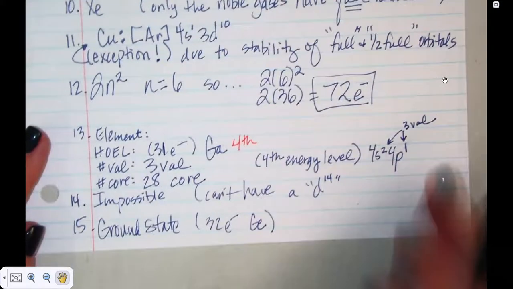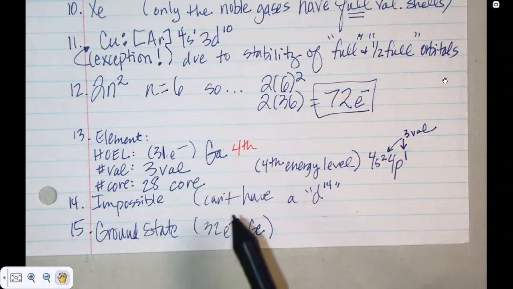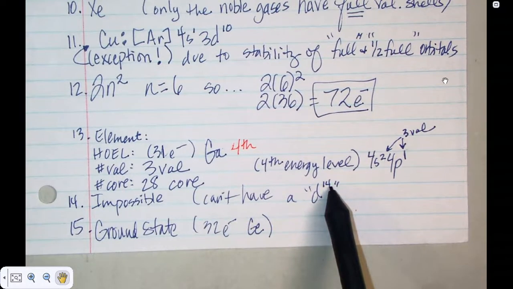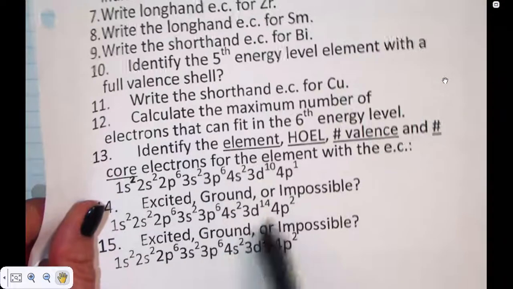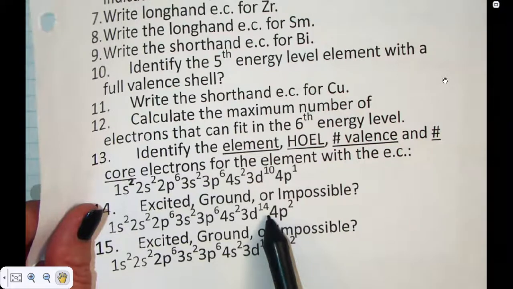Number 14, that was an impossible electron configuration because you cannot have a d orbital with 14 electrons in it. Notice in the electron configuration, I said 3d14. That's impossible. Never going to happen, ever. Can't happen. The d can only hold 10 max.